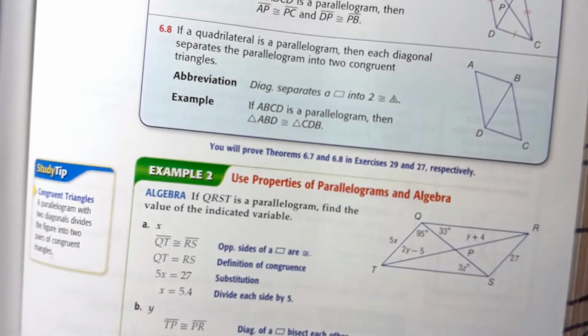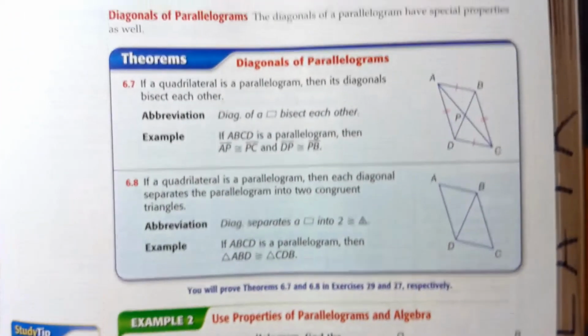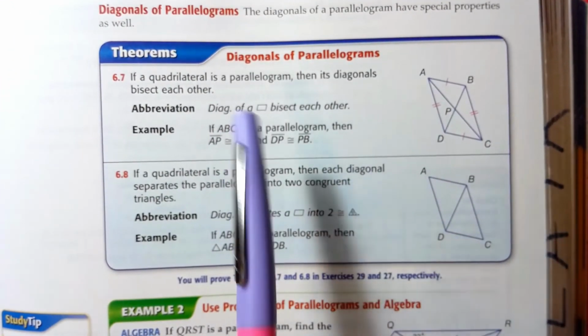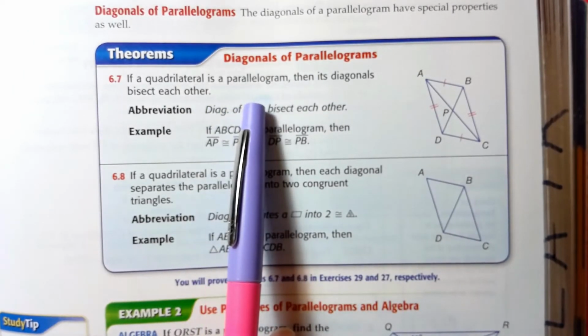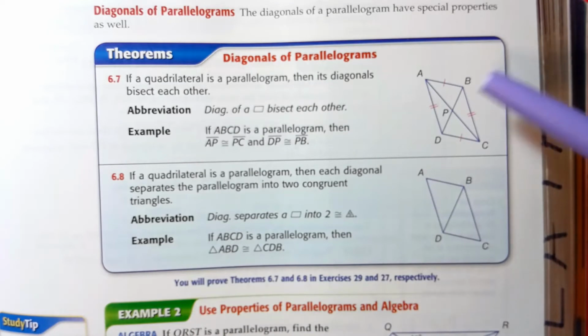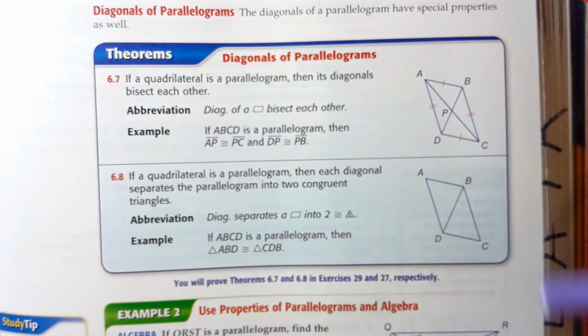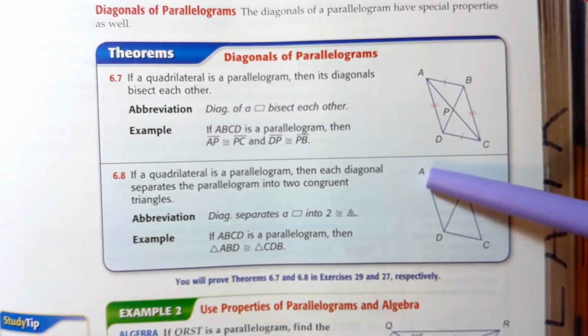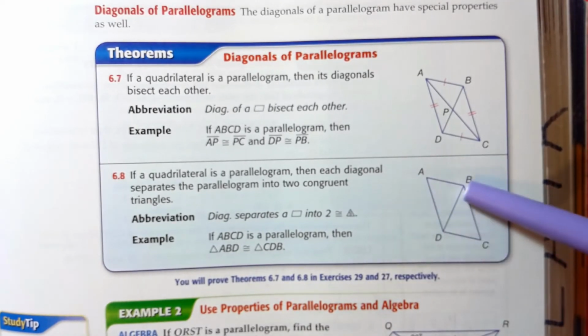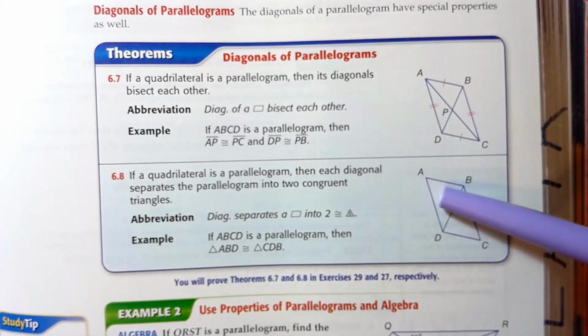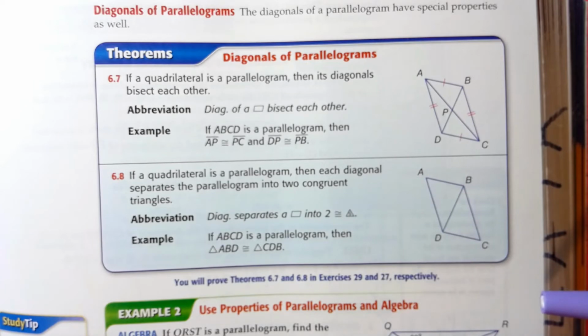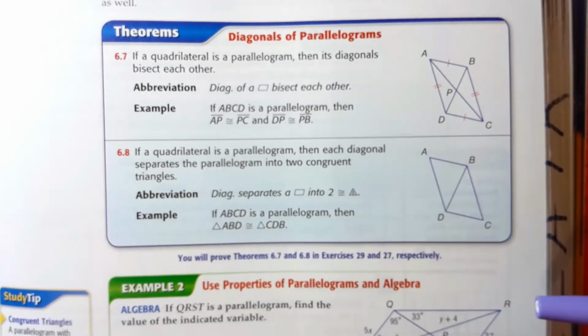All right, on page 401, I'll move the book here. Here we go again: if a quadrilateral is a parallelogram, then the diagonals bisect each other. Okay, this diagonal bisects that diagonal. And also because this is a four-sided figure, one of the diagonals, either this one or that one, is going to cut the parallelogram into two congruent triangles. I mean, that's pretty cool.